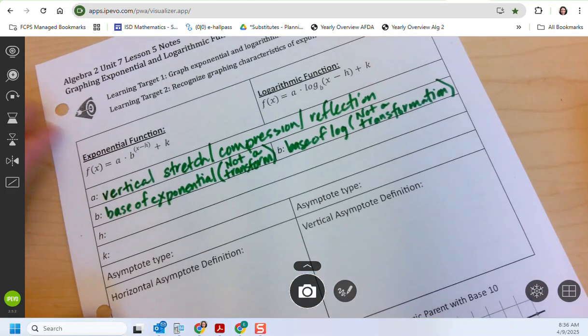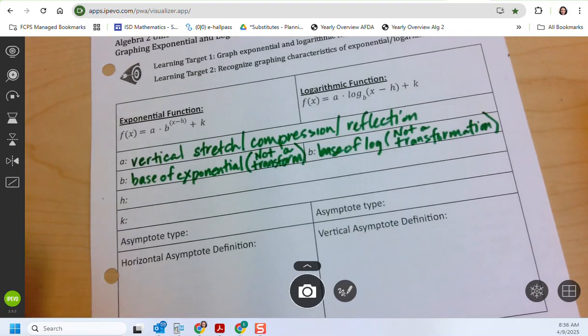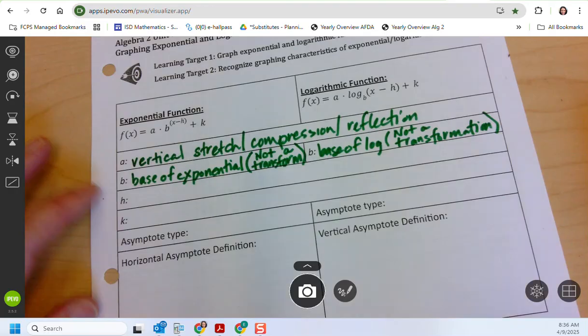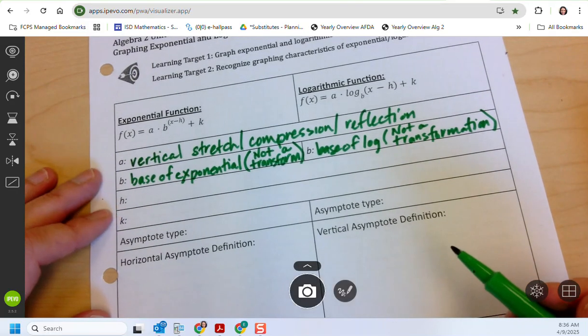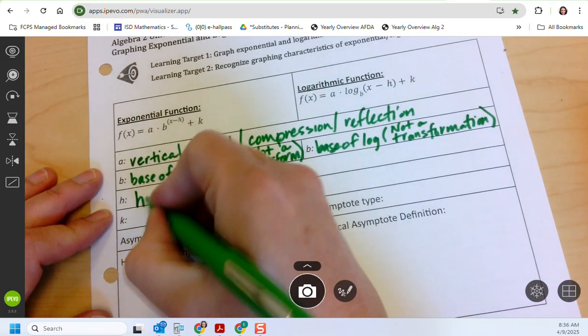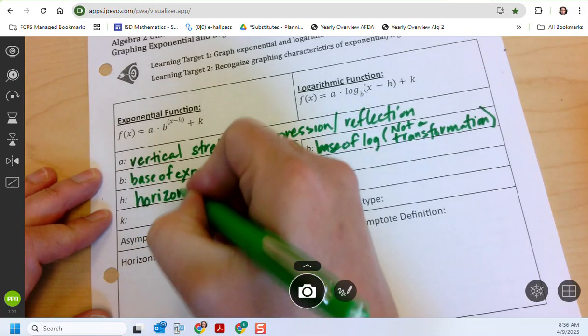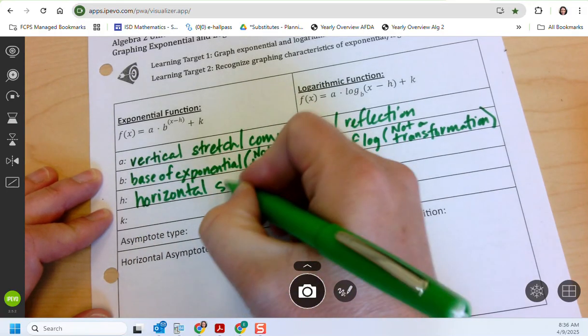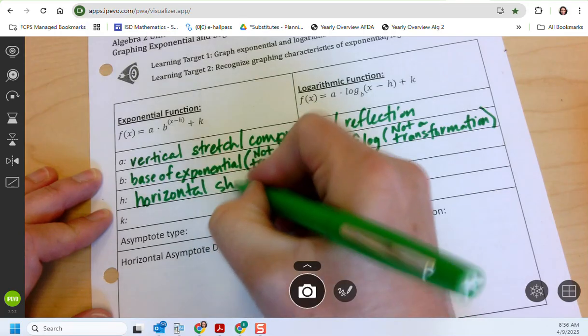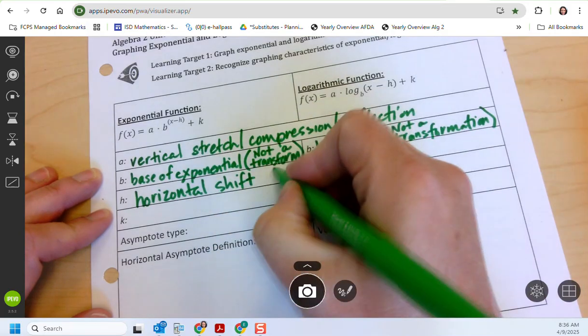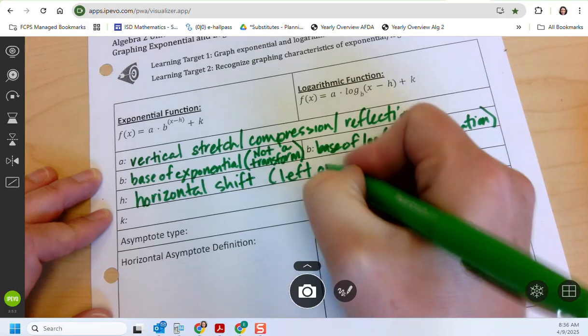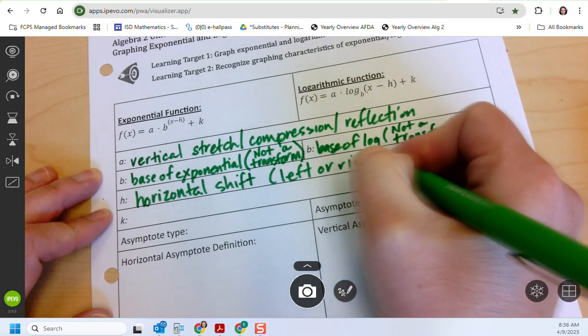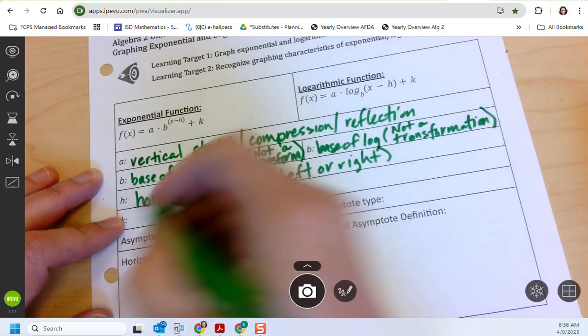So we will have different parent functions depending on what your base is. You have the y equals 2 to the x parent, the y equals 10 to the x parent. They all have a very similar shape. They're just slightly different. All right, remember the h is going to shift you left or right, so it's your horizontal shift, left or right. And then your k is your vertical shift, up or down.